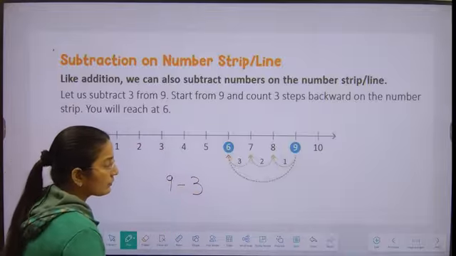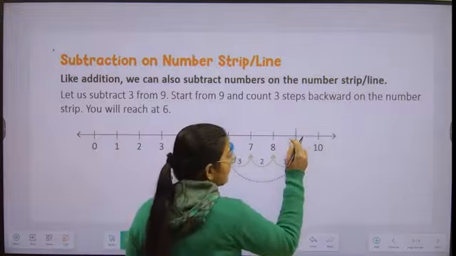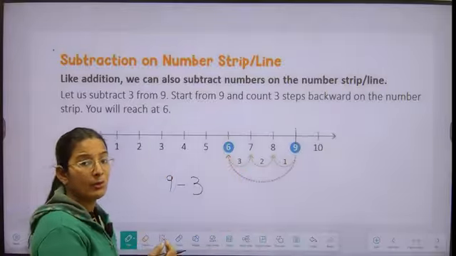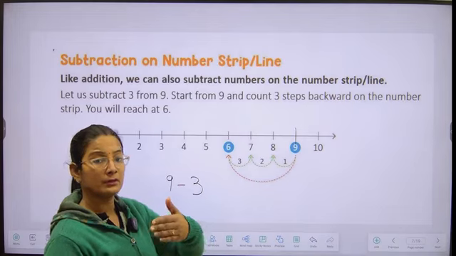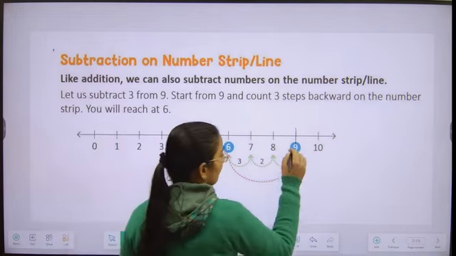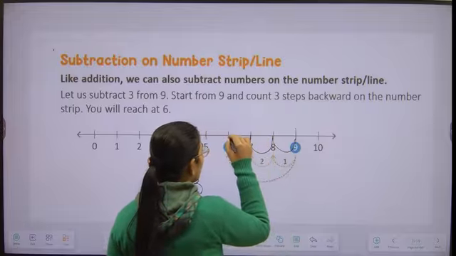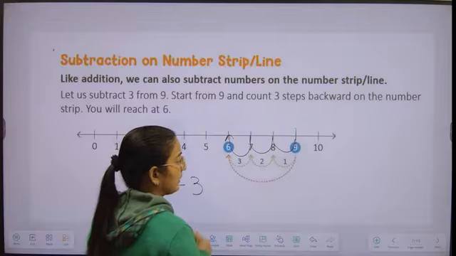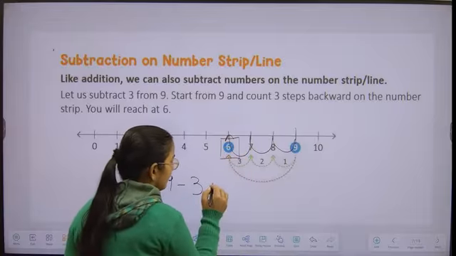So what do I have to do? I have to stand on 9 and move 3 steps backward from 9. What am I saying? 3 steps backward. So let's do it with me. 1, 2, 3. So this is our 3 steps backward. So what is the answer? I am getting 6 for this.